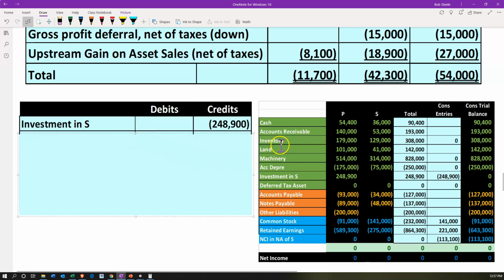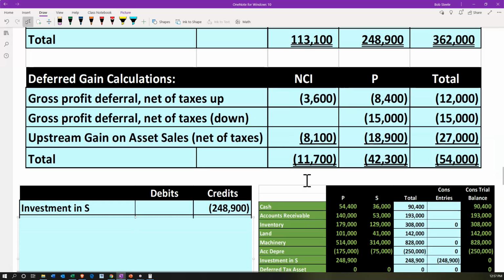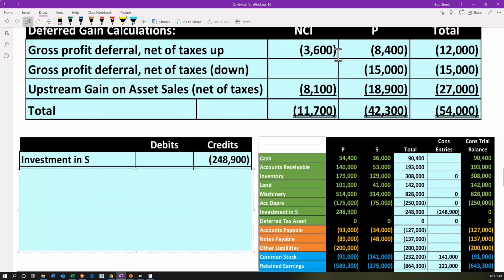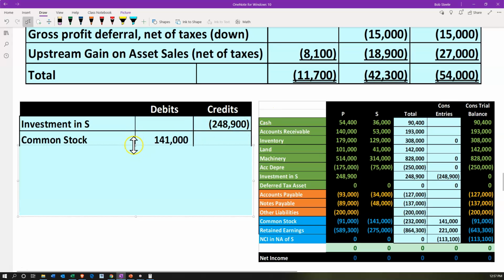We've got the investment in S. We're going to come back to that in a second, but we're going to be pulling that from our table up top. Then we're going to have the common stock. Same process here. If we go down to the common stock for S, we're basically removing it. So here's the 141. It's a credit there. We're going to debit it to remove it. If we post that out, then we've got P's and then S's amount and then the total. We removed S's amount with this debit, bringing us back to P.